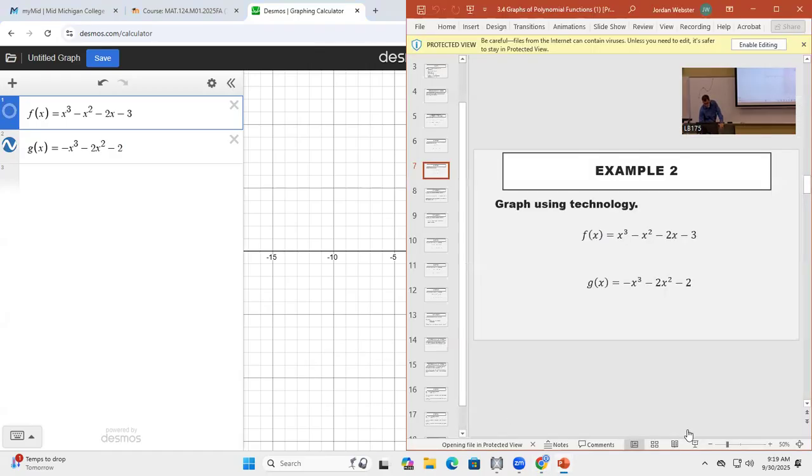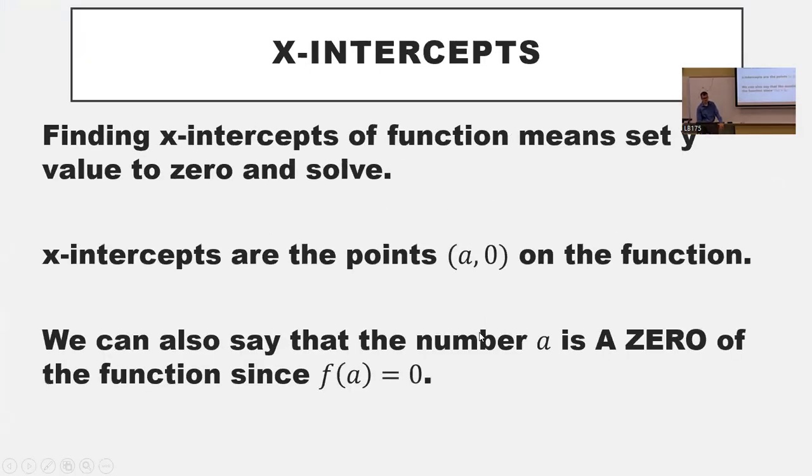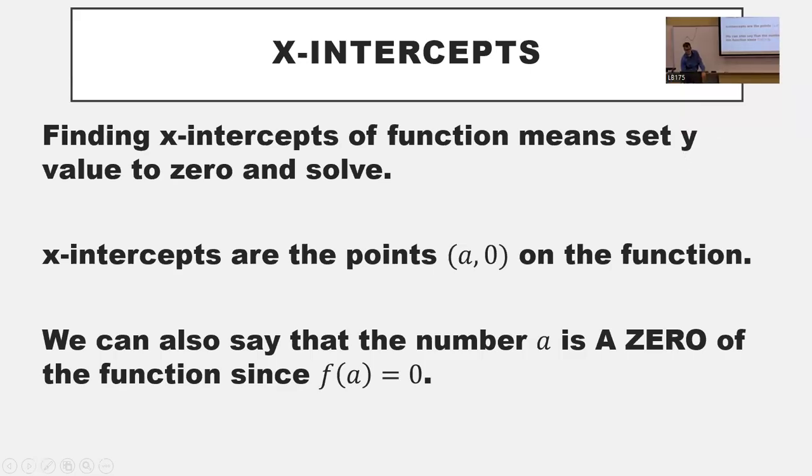Any questions about seeing these graphs, what they look like? Now, on these polynomial functions, the y-intercepts are really easy to find. Y-intercepts, you just plug in x equals 0, and then you can compute what y is. There's only one of them, right? The x-intercepts are going to be the harder thing to find.